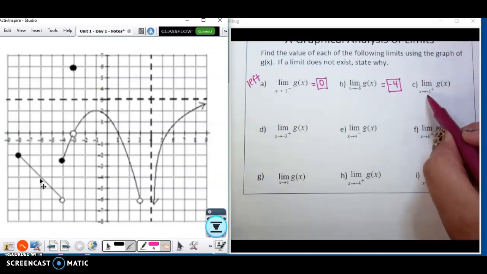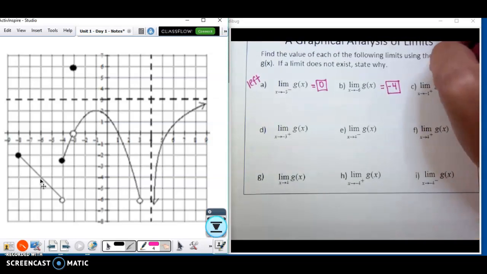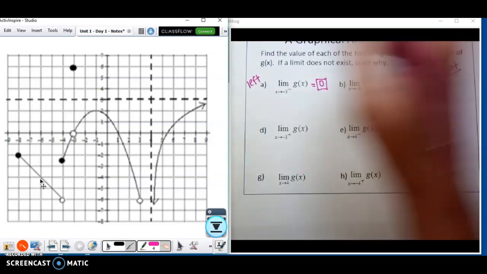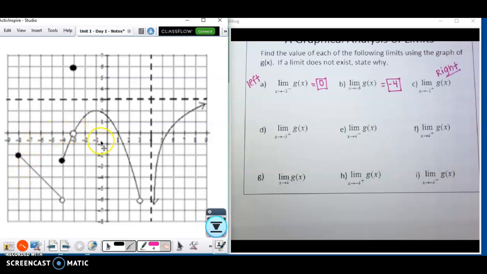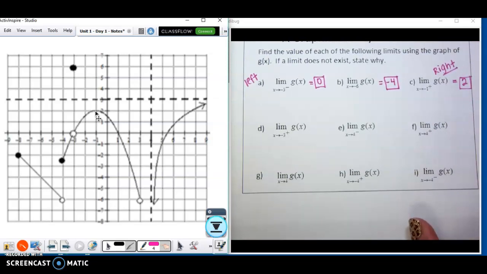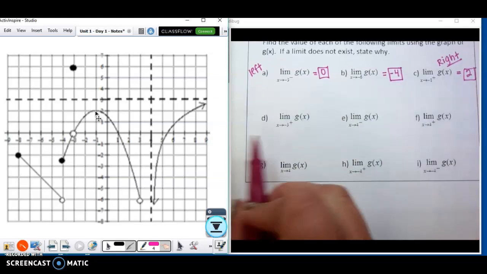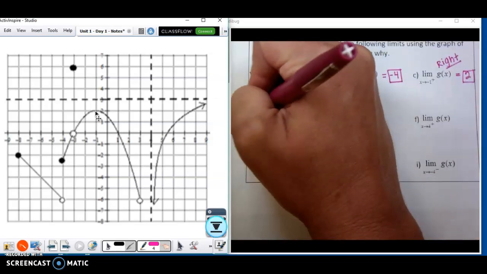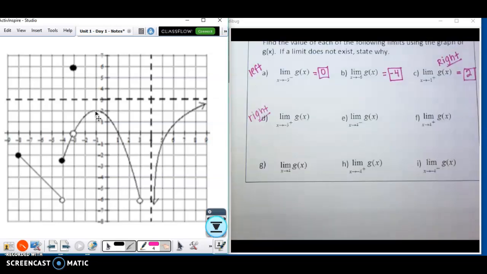Alright, part C says the limit as x approaches -1 from the right. So let's go to -1, which is here. We're coming in from the right. So if we come in from the right, as we get closer and closer to x equals -1, the y value that we reach is 2. Alright, part D, the limit as x approaches -3 from the right. Okay, so -3, which is here, from the right side. So we're going to go from the right, and that y value is still 0 there.